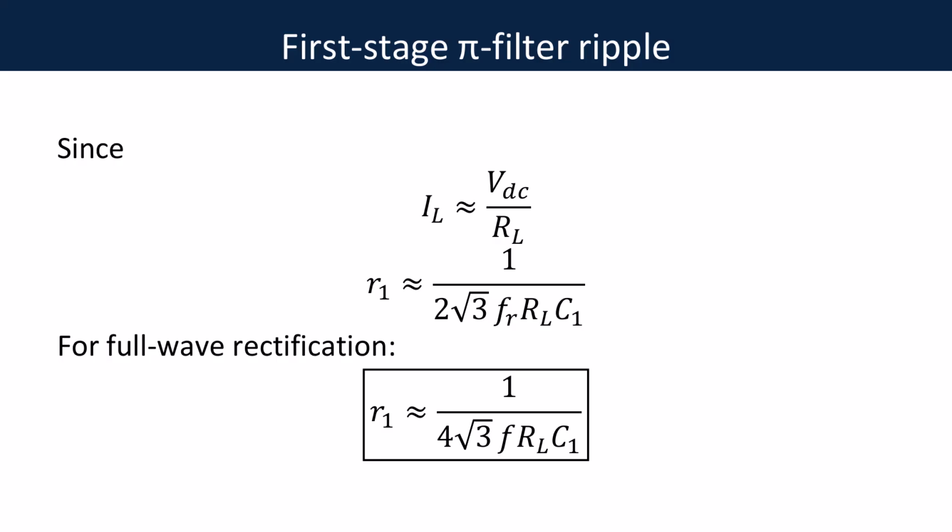It decreases when ripple frequency, load resistance, or input capacitance increases. For a full-wave rectifier, FR equals 2F, producing the boxed expression with √3 in the denominator. A heavier load means a smaller RL and therefore larger ripple, because the capacitor discharges more rapidly between charging peaks.